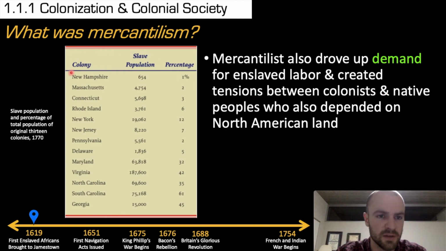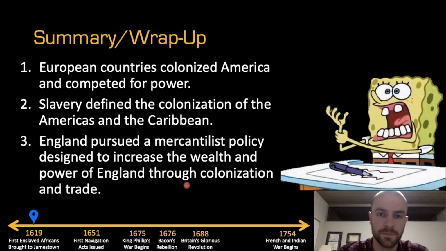And so here you have an image that shows the percentage of the total population that was enslaved peoples. Here it says slave population, say enslaved population. But in the colonies, you have the colony of Georgia, for example, where 45% of all people living in Georgia were enslaved persons. South Carolina, 61% of all people living in South Carolina were enslaved, and so on and so forth.